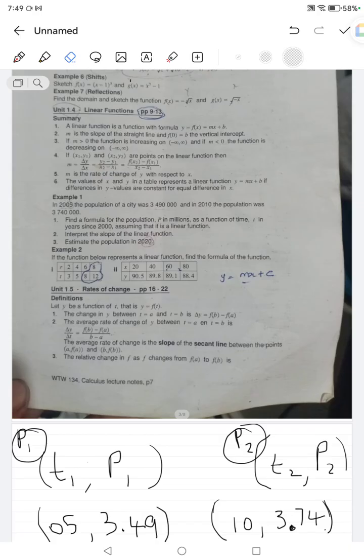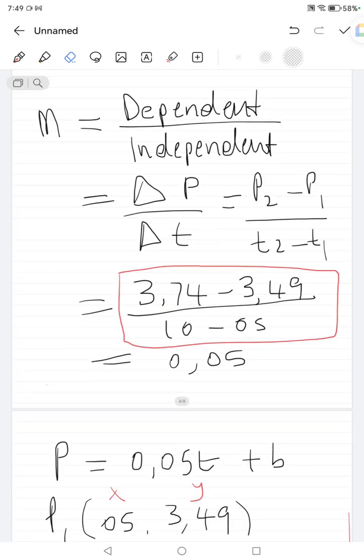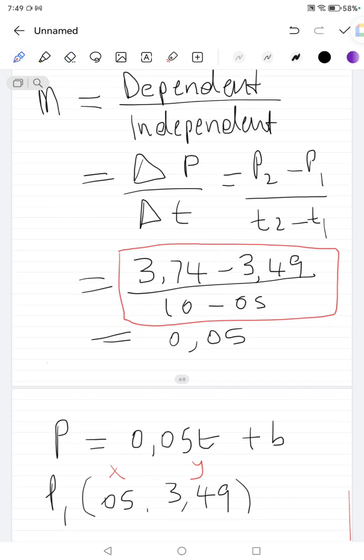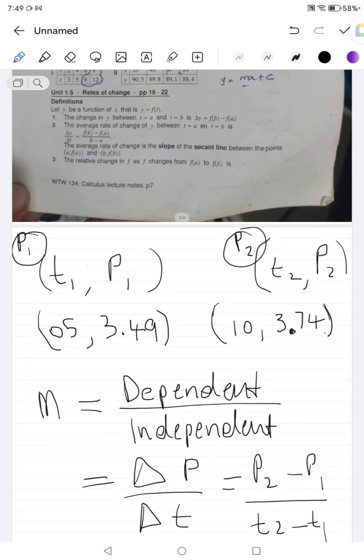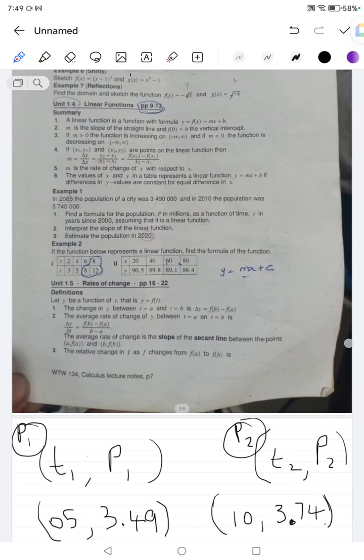Now number 2, they say interpret the slope of the linear function. Remember the value that we've got: 0.05, and I've said you just have to multiply this 0.05 by that 1 million. So it now means the population increases at a constant rate of 50,000 people per year. Then you're done with that one where they say interpret.